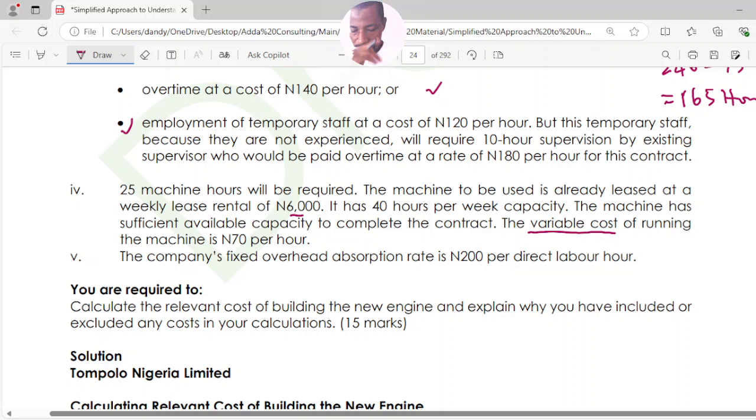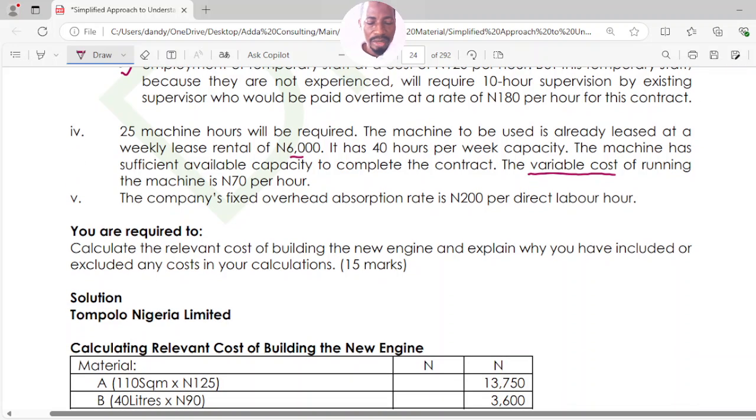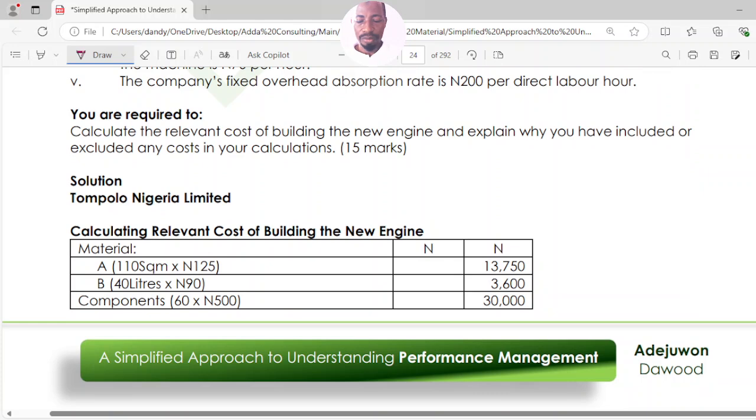Then lastly, the company's fixed overhead absorption rate is 200 naira per direct labor hour. Overhead absorption, fixed overhead, is not a relevant cost, so you have to ignore that. You are required to calculate the relevant cost of building the new machine and explain why you have included or excluded any cost in the calculation. 15 marks. So let's solve the question.